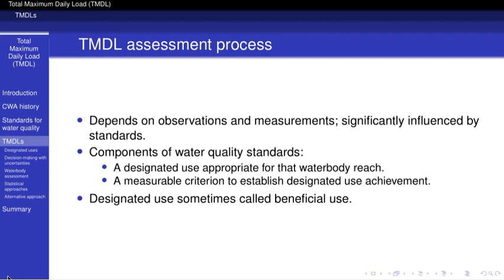Water quality standards consist of two parts. 1. A specific use appropriate to the assessment unit. This is called a designated use. 2. A measurable criterion to establish whether the designated use is being achieved. Oregon refers to designated uses in statute and regulation as beneficial uses. I use designated uses because it's a more neutral term.